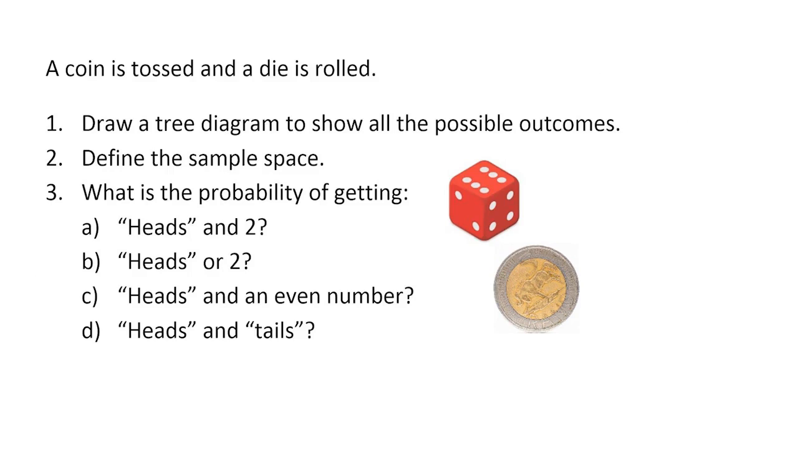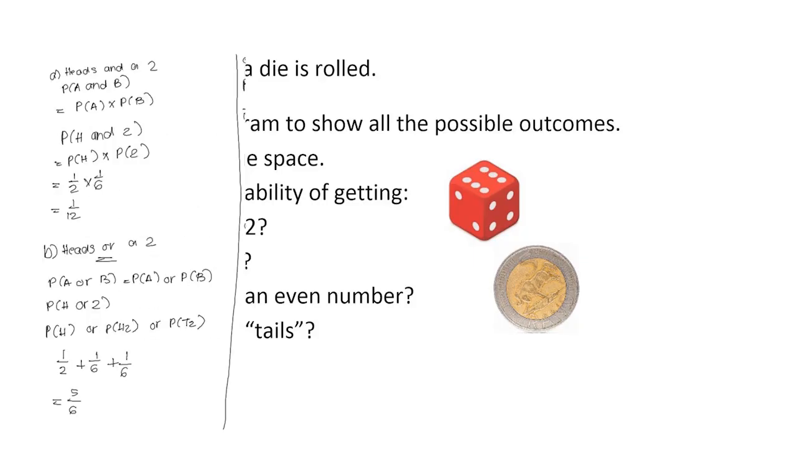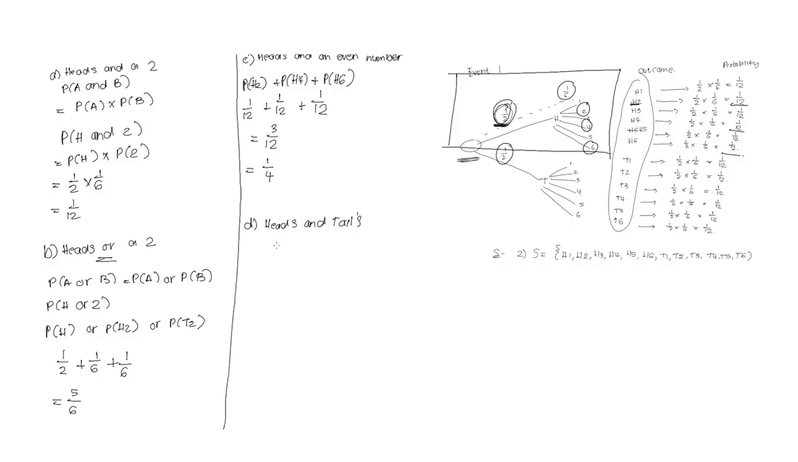The last part of the question asks us to find the probability of obtaining a heads and a tails. This is an impossible event because we cannot toss a coin and simultaneously get a heads and a tails. Therefore, the probability of getting a heads and a tails is 0 and is termed an impossible event.